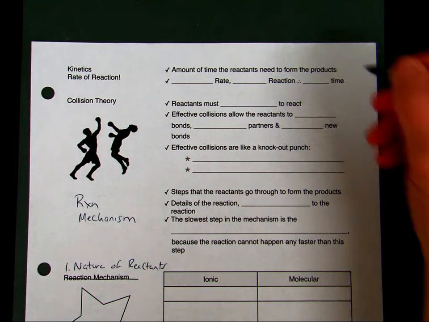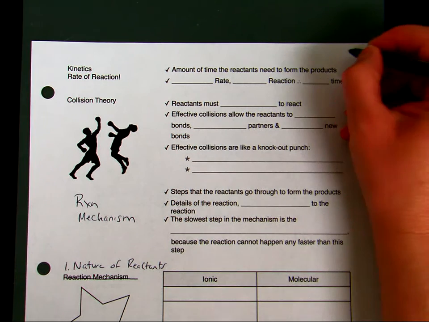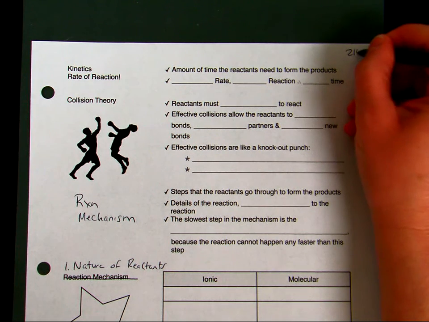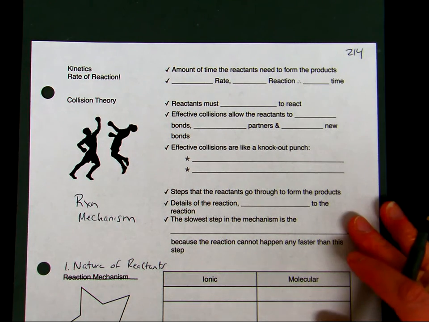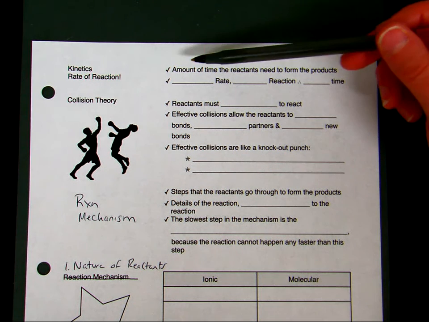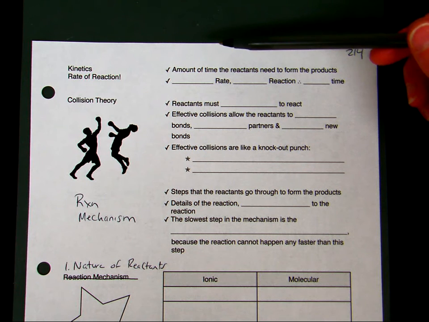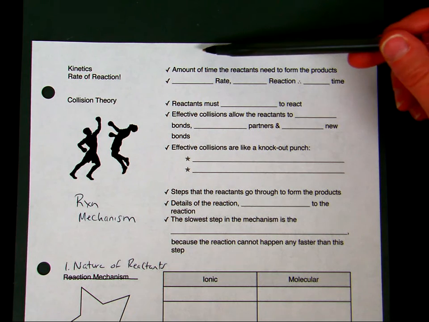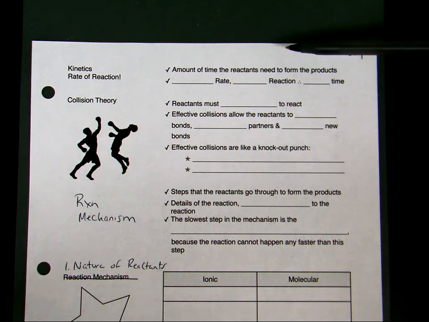So we are looking at kinetics and equilibrium, page 214 in the notes. So kinetics, this is a term that we have looked at. It is Greek for the idea of motion. So the kinetics of a reaction tries to identify the amount of time the reactants need to form the products.